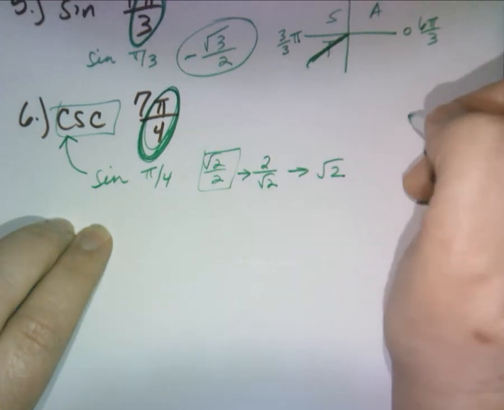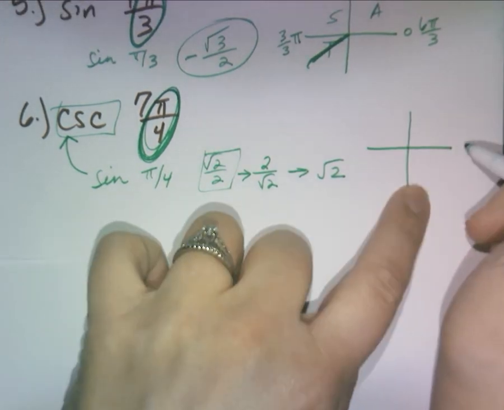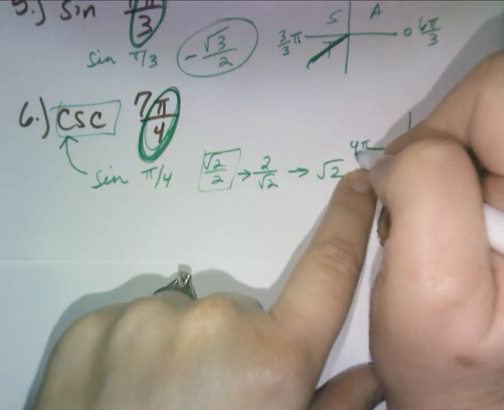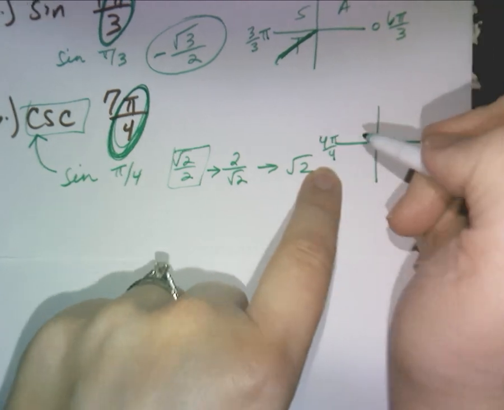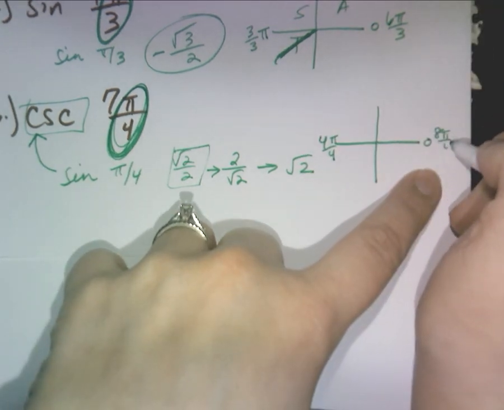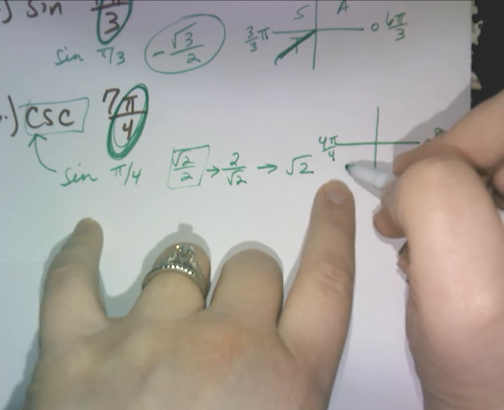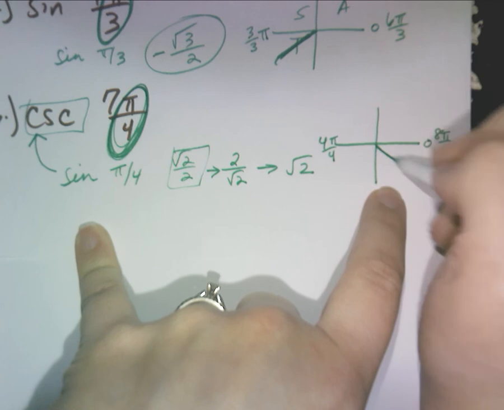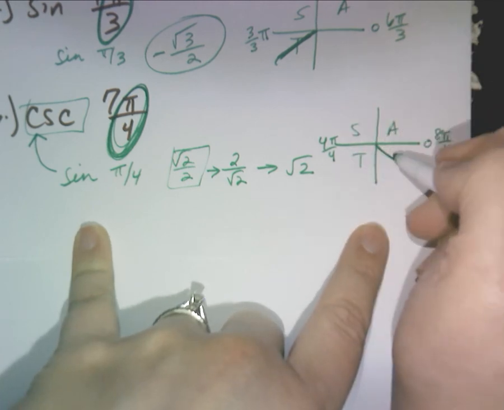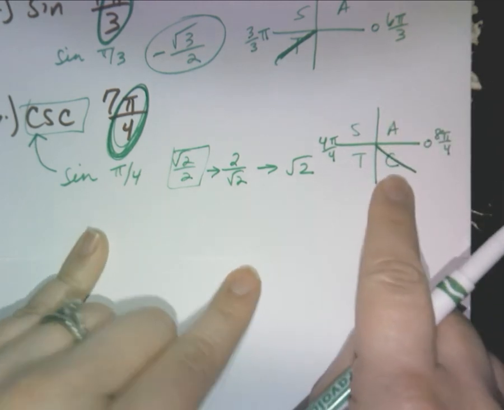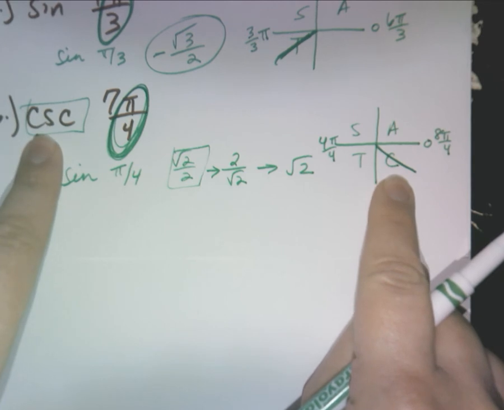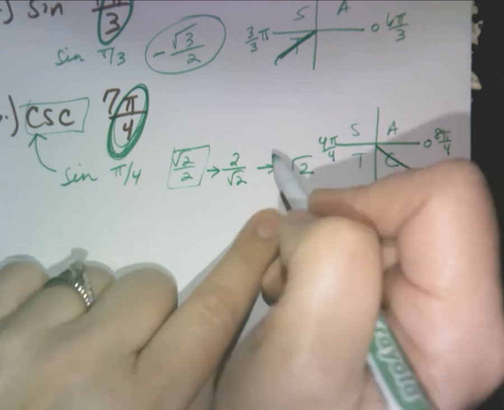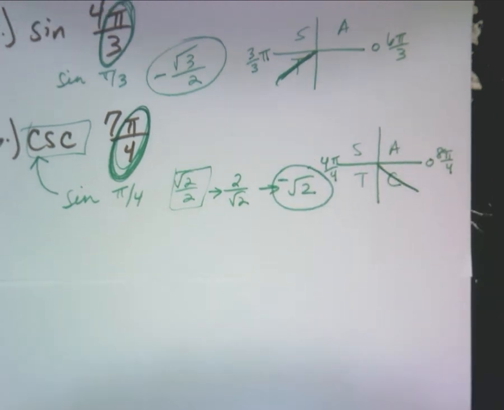So one more time again, let me show you how to do this. If over on this side is 0, my denominator is 4. Over on this side would be 4 pi over 4. It's got to make 1. Back over here would be 8 pi over 4. Would 7 pi go in quadrant 3 or go in quadrant 4? All Students Take Calculus. Does that C stand for CSC? No, that's for cosine. So is this positive or negative? Negative.